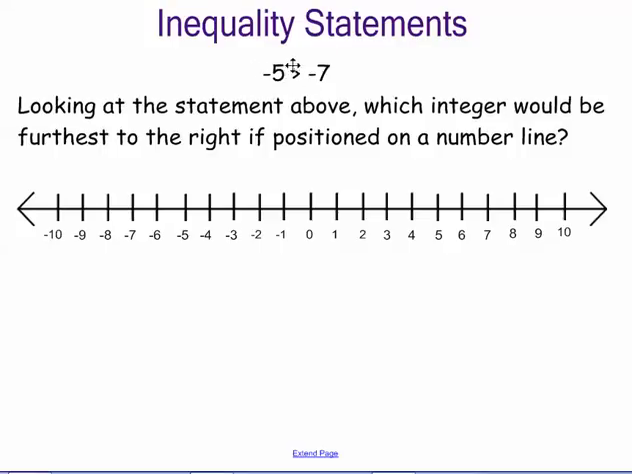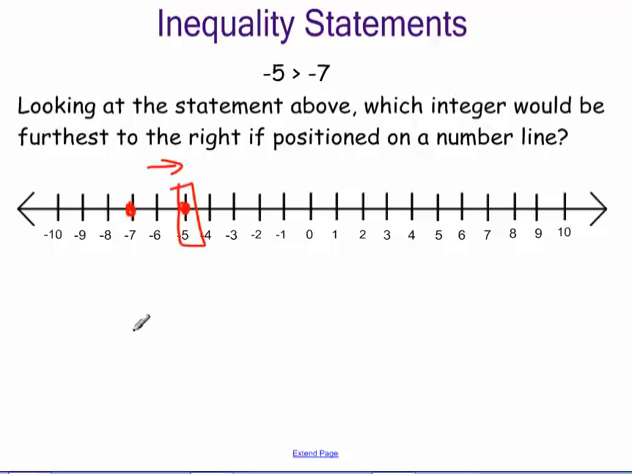So this says -5 is greater than -7. If I look at this one, which one would be furthest to the right on this number line? Well, let's go ahead and do it. So here's -5, and here is -7. The one furthest to the right would be -5. So that's why -5 is the greater number. Remember, furthest to the right is the greater number. So -5 is greater than -7.